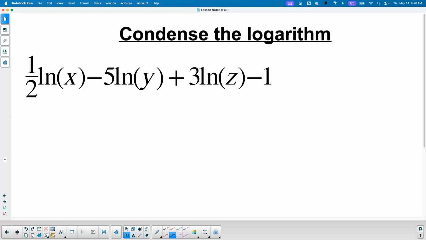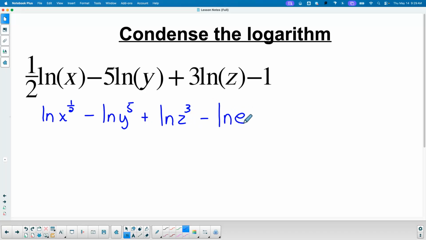Condense this log. I get the natural log of the fraction z cubed square root of x all over e y to the 5th. Questions? Go ahead, Alec.